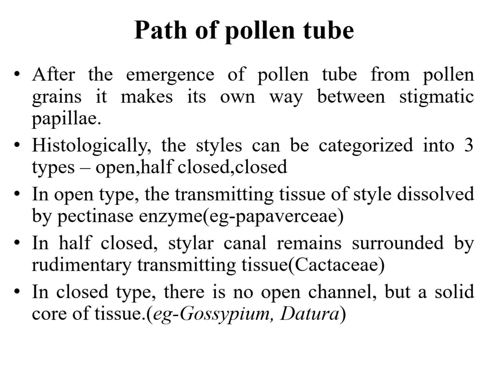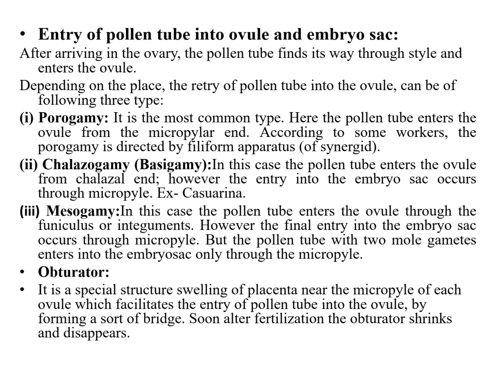One is open type, where transmitting tissues are dissolved by pectinase enzyme. Some are half closed. Stylar canal remains surrounded by rudimentary transmitting tissue, and some are totally closed. There is no open channel but a solid core of tissue. So there are many types of styles present. But anyway, the pollen tube makes its way through that style and finally reaches the embryo sac.